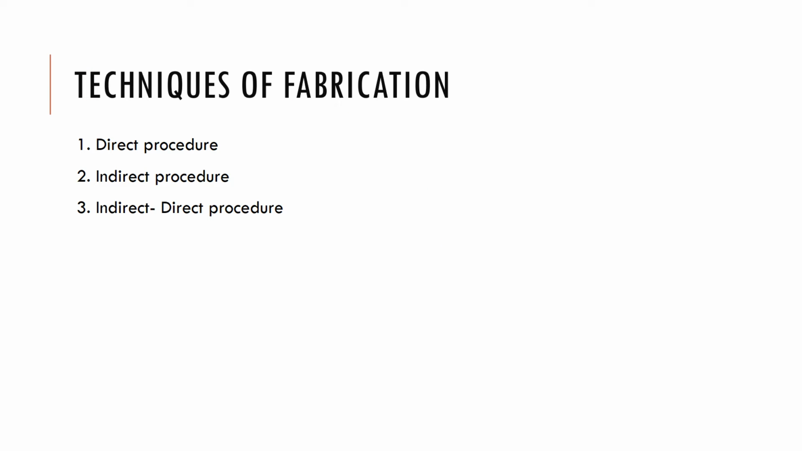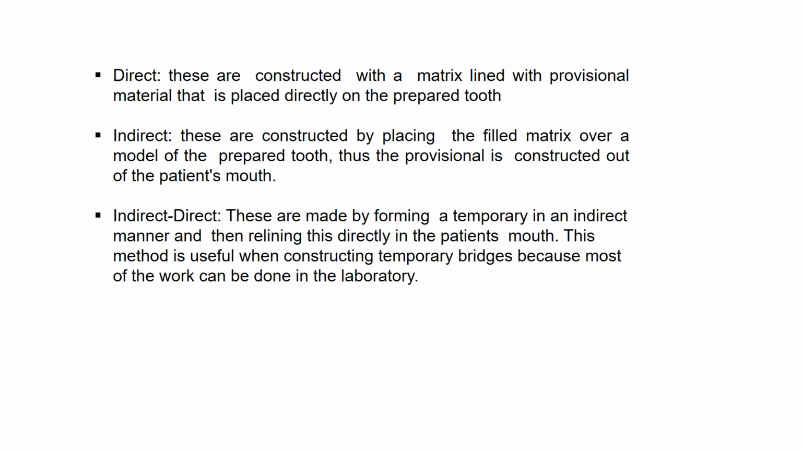Coming to techniques of fabrication, we have three techniques: direct, indirect, and indirect-direct. Direct basically means these are constructed with the matrix lined with provisional material that is placed directly on the prepared teeth, directly in the patient's mouth. Indirect is all on the cast. They are constructed by placing the filled matrix over a model of the prepared tooth. Thus, the provisional is constructed outside the patient's mouth. Only the cementation is done inside.